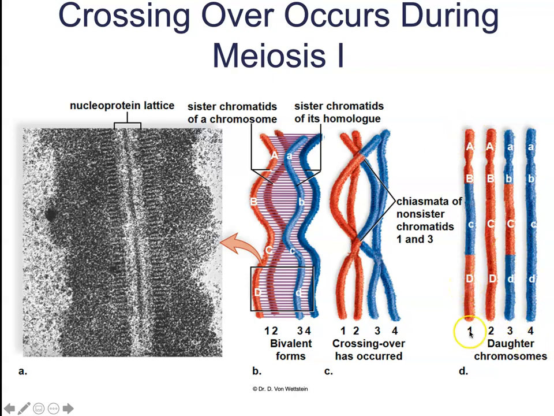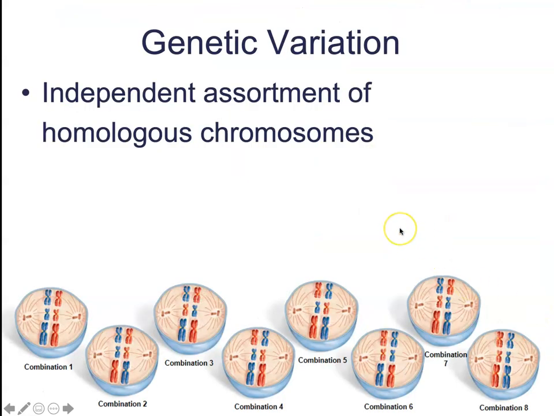So when these separate back out and we have our daughter chromosomes, we're going to end up with 4 completely distinct eggs, or sperm, 4 completely distinct gametes that are going to have nothing identical to the parent DNA. So we're going to see complete randomization of this genetic material during these crossing over events. So that's one way we get genetic variation.